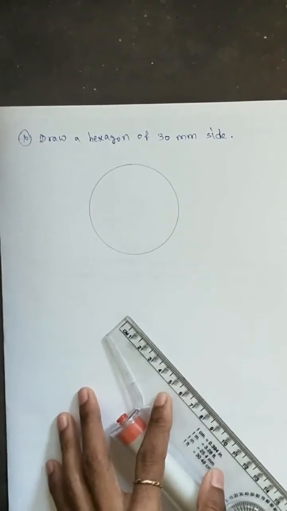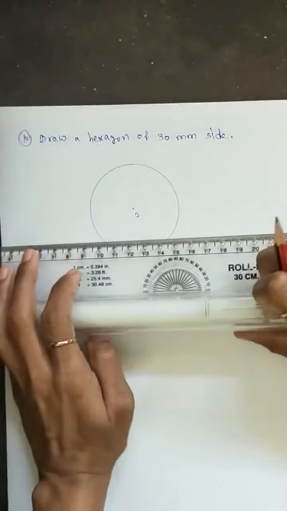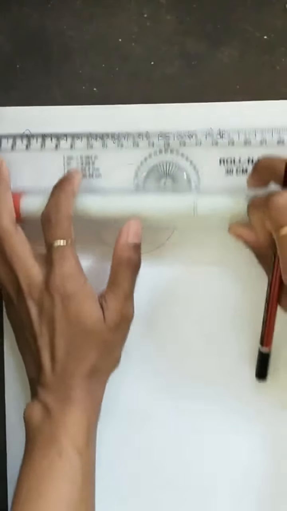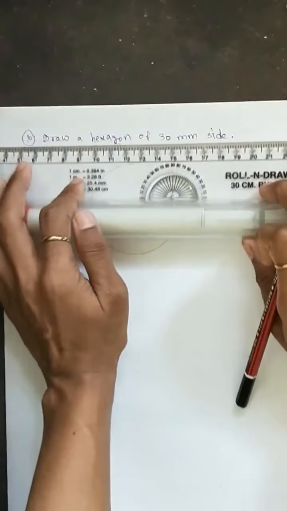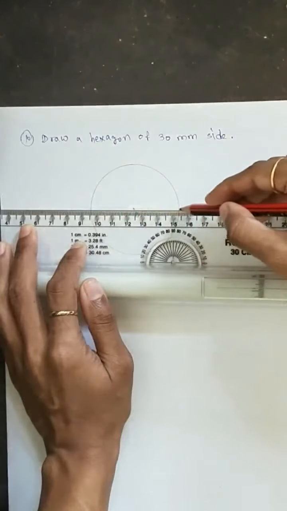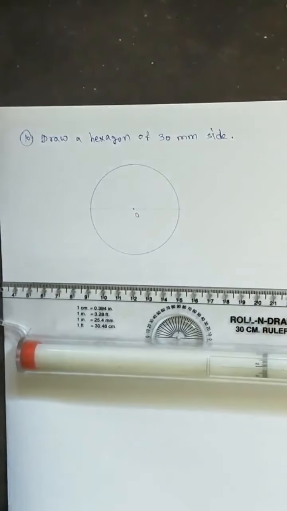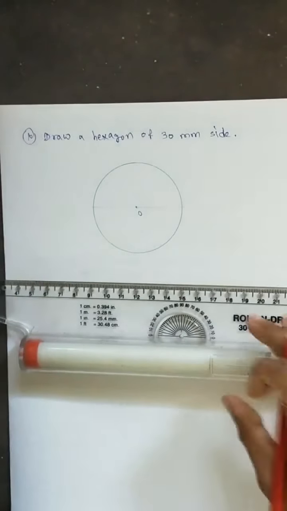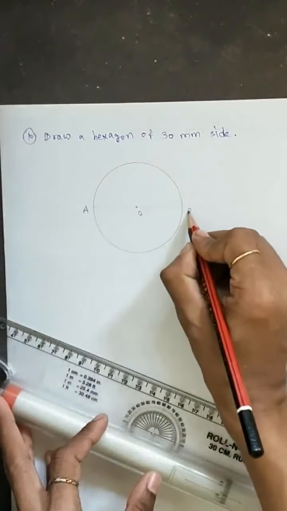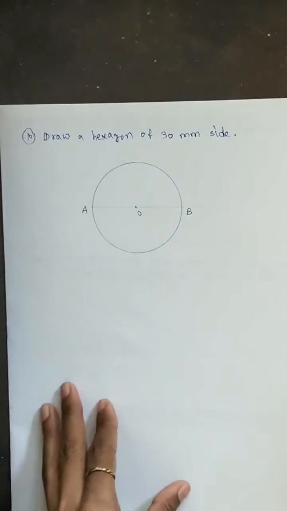Then give the name O to this center point and draw a horizontal line from this point O. So I will take a line parallel to this page. Draw a thin line, don't draw it dark, and give the names A and B to these points. Now the next task, see, this is a very simple method.